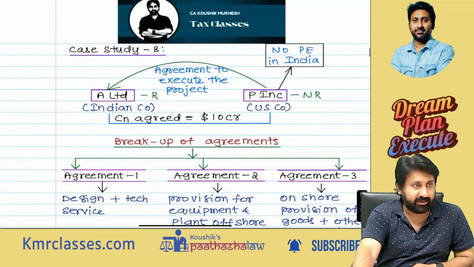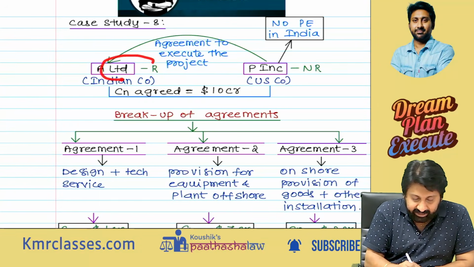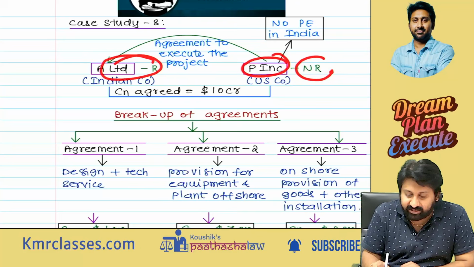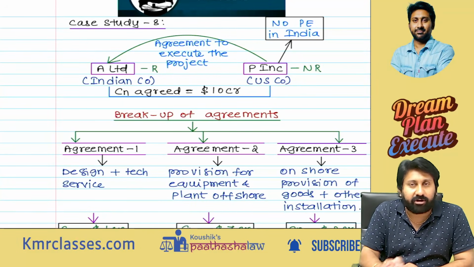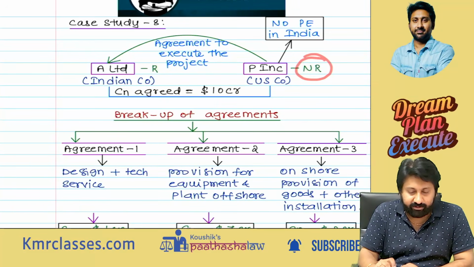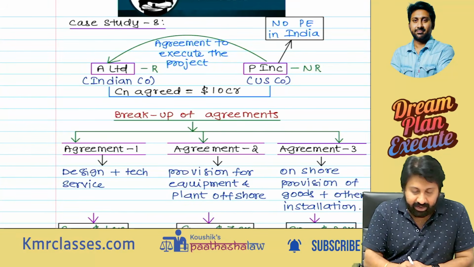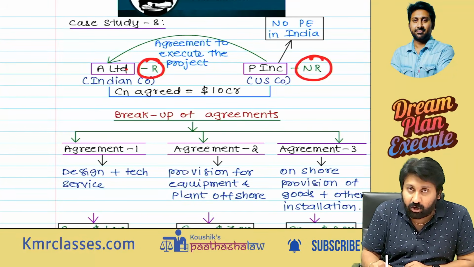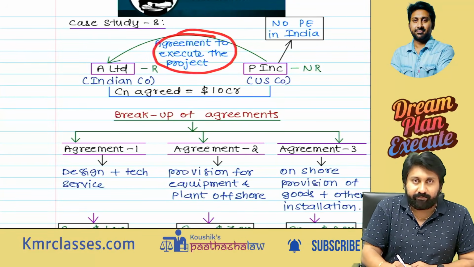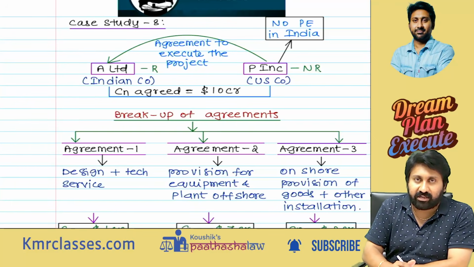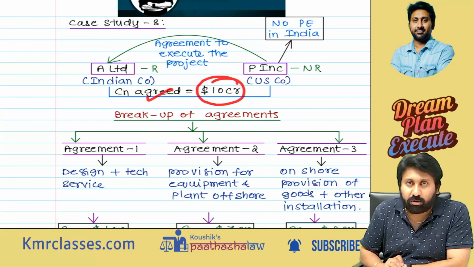Let us go into the next one. Case study 8. Let us start. A Limited is a resident company. P Incorporated is a non-resident company, a US company, with no permanent establishment. When there is no permanent establishment, it is treated as a non-resident. They agree to execute a project, where P Incorporated will give resources and support from the USA. The consideration agreed between them is 10 crore. Who is earning the 10 crore?